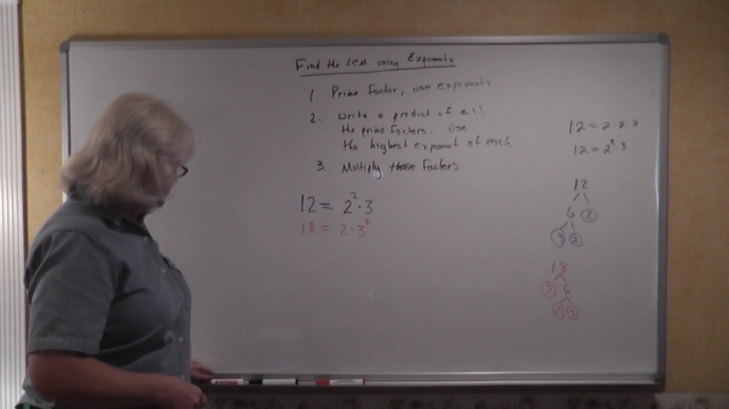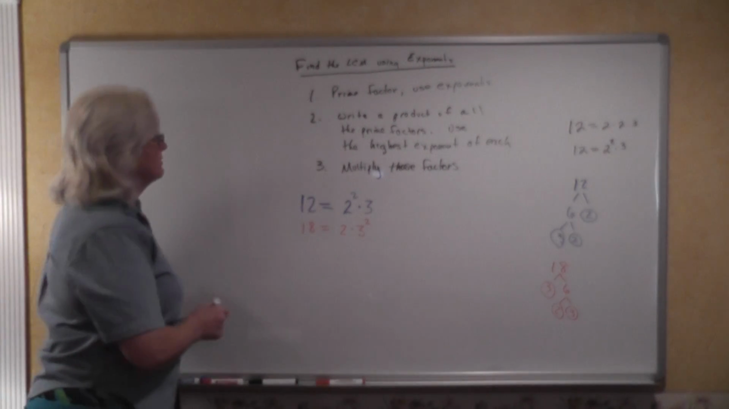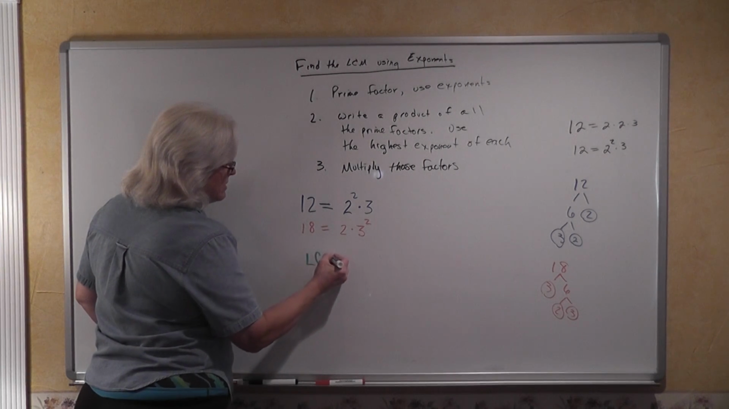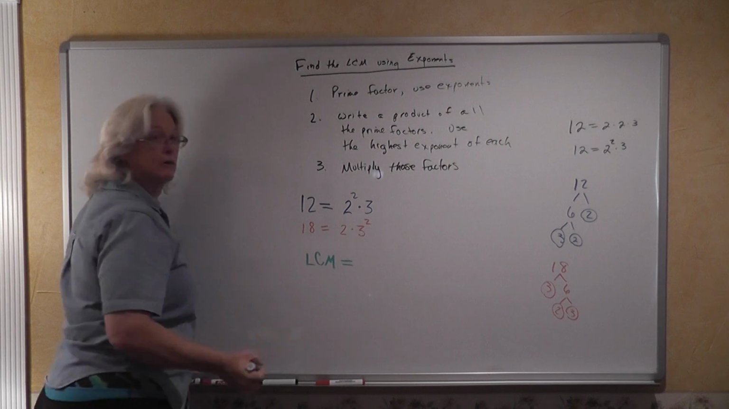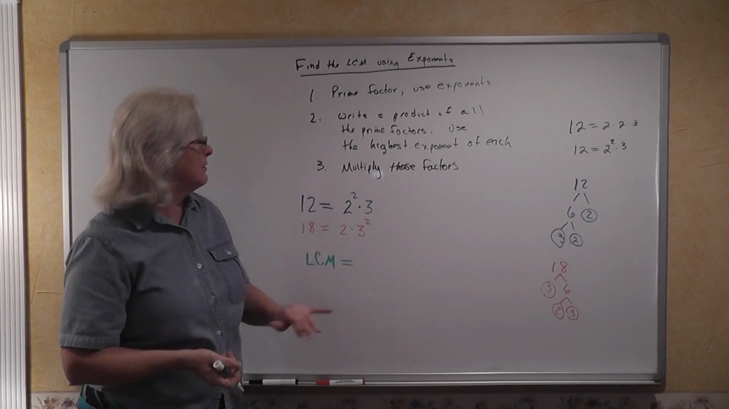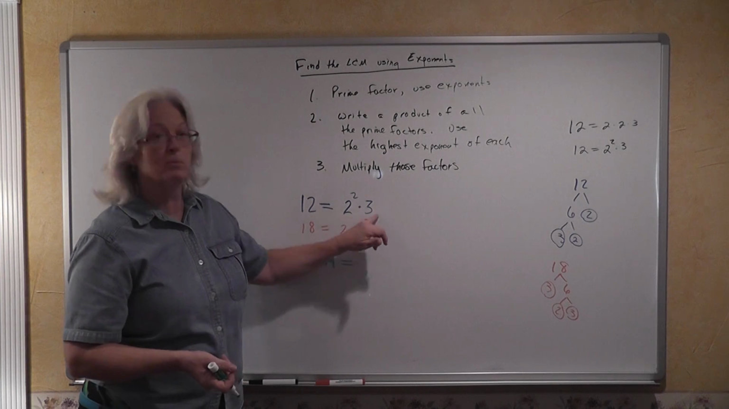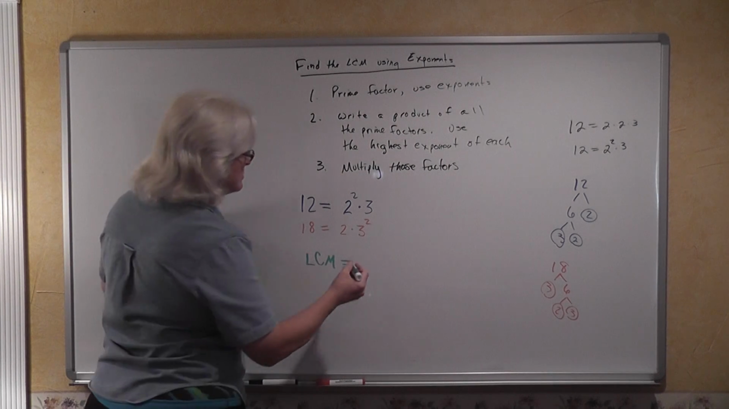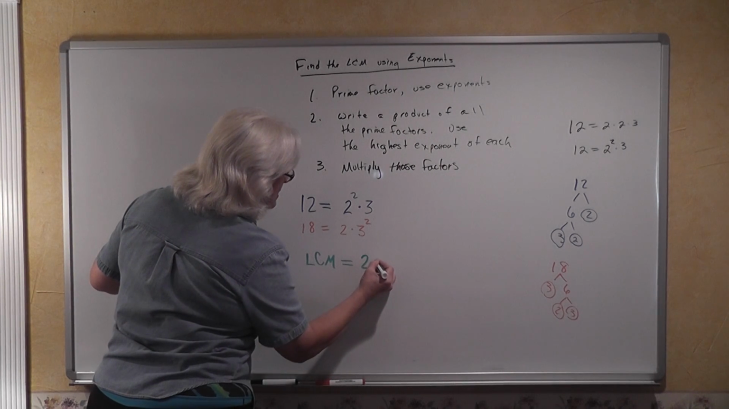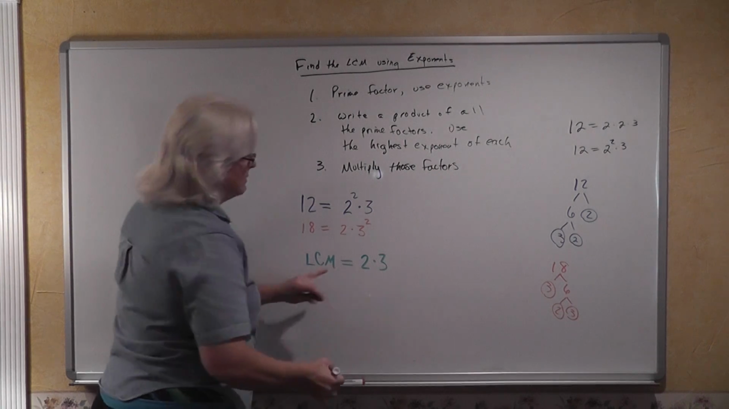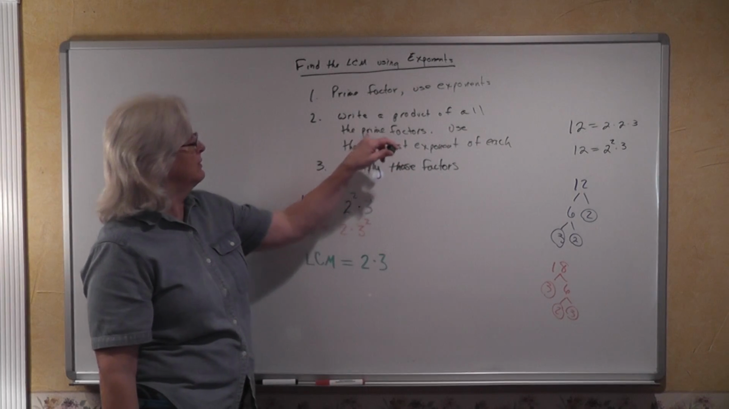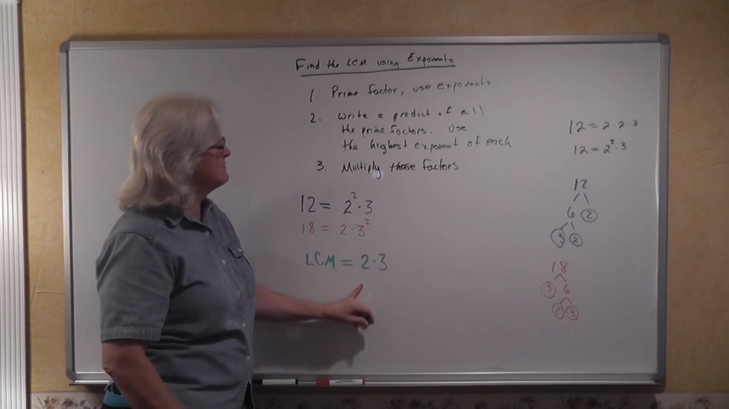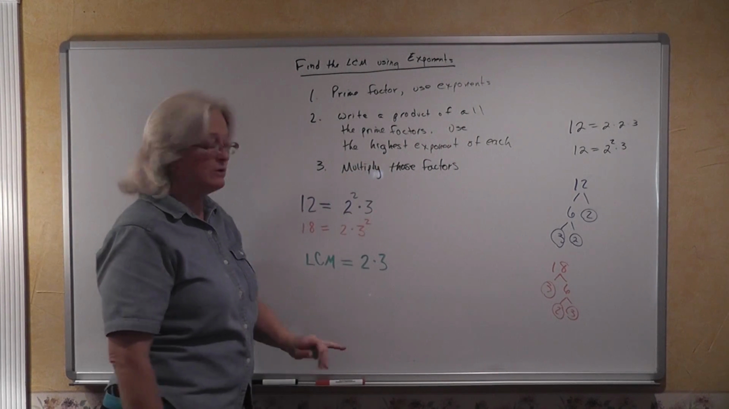Now, our next step says write a product of all prime factors. So the least common multiple is going to be a product of all of the prime factors. What do they mean here? They mean each unique prime number. We only have 2 prime numbers that are being used here as factors. We have 2 and we have 3. And we write it as a product of all of the separate prime factors, all the separate prime numbers that are used as factors. Use the highest exponent of each.